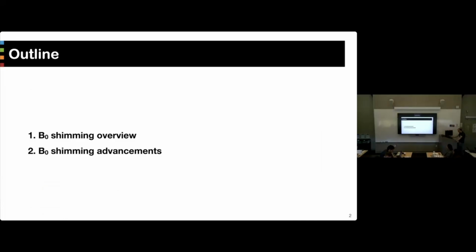So as an outline, I'll first start for those who are less familiar with B0 shimming about all the lingo, from volume shim to slice-wise to real-time, and what you can do to improve your image quality with shimming. And then I'll dive into more details about what we're doing to increase image quality and then also make your life easier.